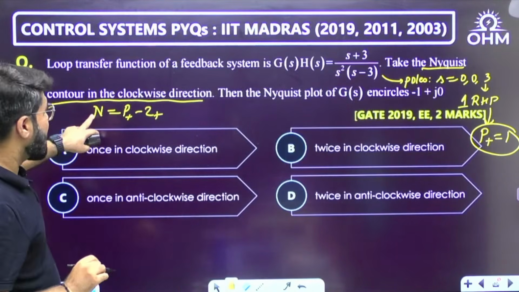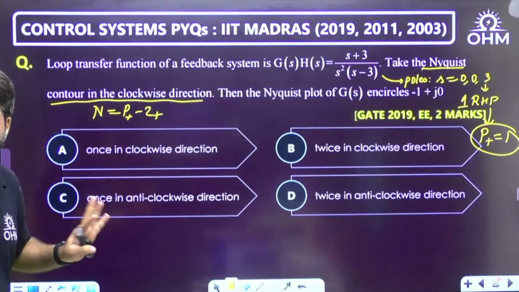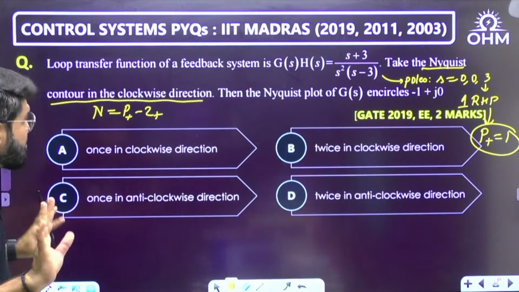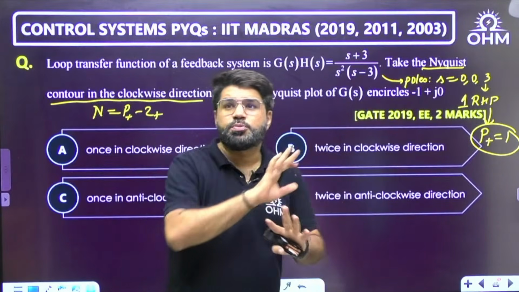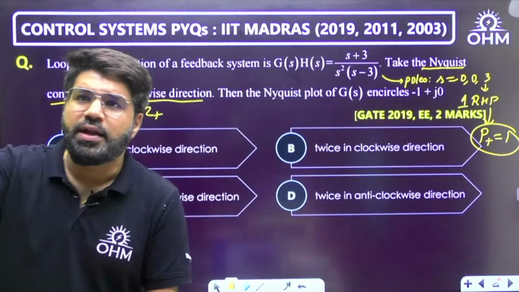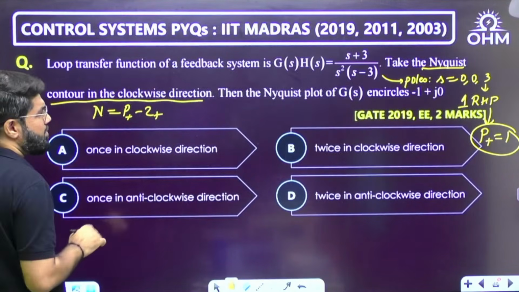N is the number of encirclements of minus 1 comma 0, or minus 1 plus J0. That is correct, that is what we want. So people will think we have to draw the Nyquist plot. No, we don't have to draw the Nyquist plot for this question. P plus is there. What is Z plus?